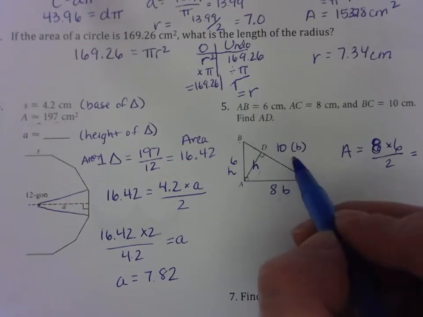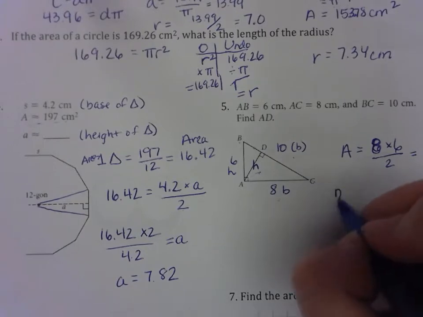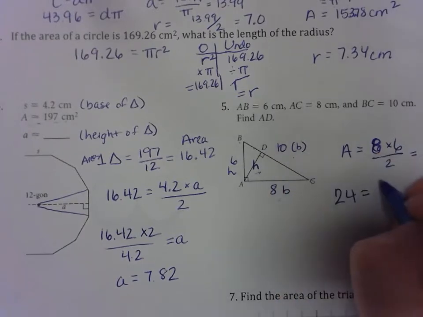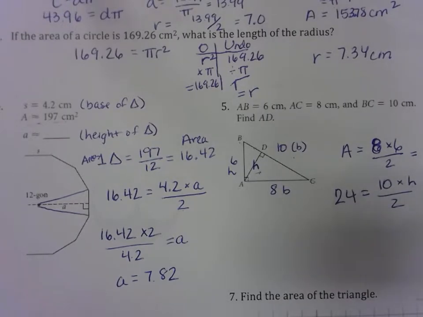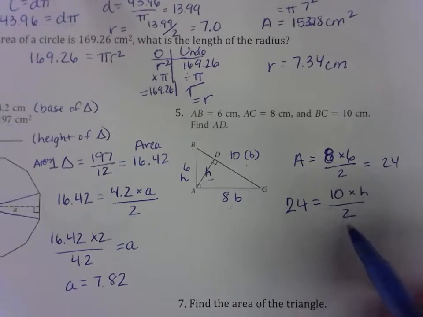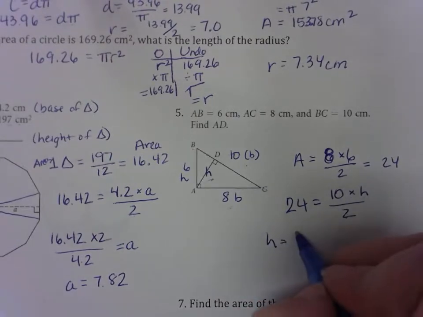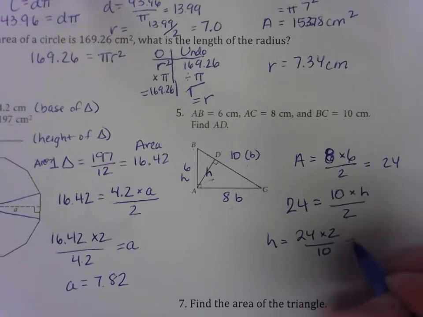Well, my other base is 10 and my other height is h. So base of 10 times my height, which is AD, divided by 2. So I need to undo divided by 2 and times by 10. So the height is 24 times 2 divided by 10, which is 4.8.